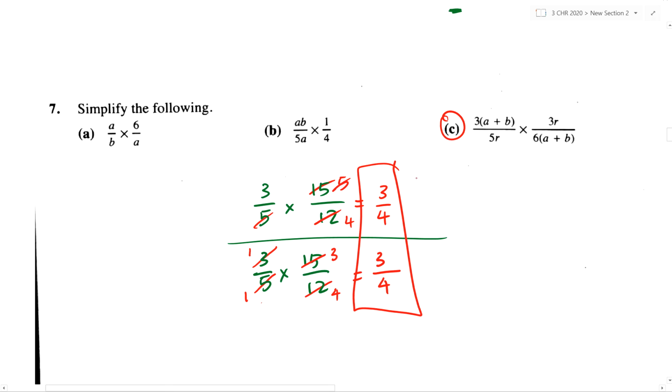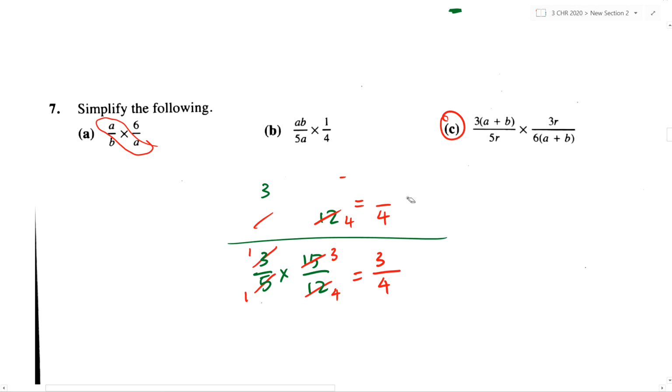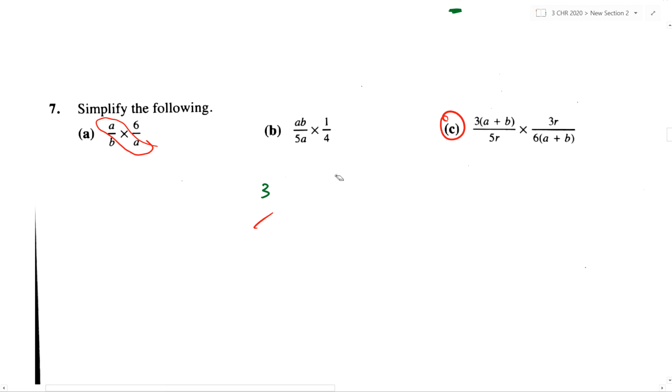Okay, so use this approach for part A and part B by yourself. Remember, we can cancel top and bottom. We can also consider diagonally if possible. So right now, I am going to do question C. Remember, we only can cancel whatever are common factors, both in a numerator and denominator. And if we want to go diagonally, we have to cancel also whatever is common.